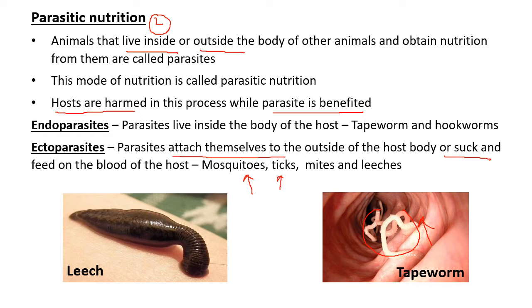Ticks are another animal, mostly found on animals like dogs and other animals you may have seen. Mites are there, like termites, and other types of mites are there. Leech is another type. Look at this photograph. This photograph is of a leech. So these are examples of parasitic nutrition. Remember, in parasitic nutrition, parasites are benefited, hosts are harmed.